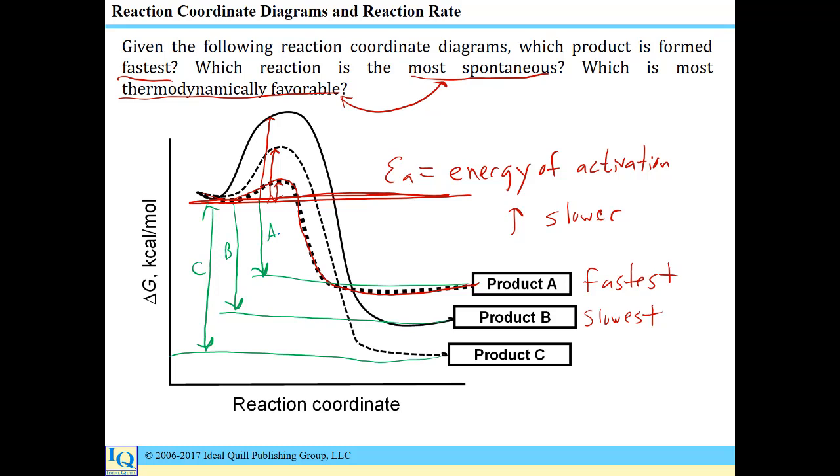So the most favorable, the most spontaneous is the one that gives you the most energy back. You gain the greatest energy, the greatest stability in doing the reaction. This is going to be your most thermodynamically favorable. It's also the most spontaneous.